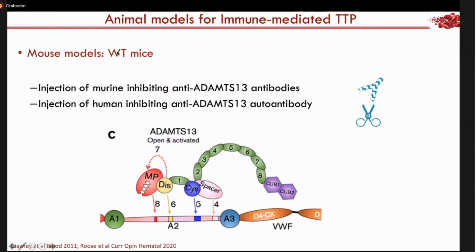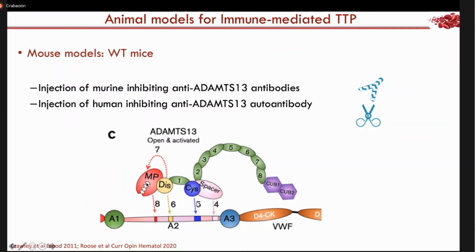So now we work with the wild type animals, in this case the wild type mice, with an antibody that inhibits ADAMTS13 activity to create ADAMTS13 deficiency in these mice. Our group did that by developing murine monoclonal antibodies against the human ADAMTS13 that inhibit ADAMTS13 function, and a group of Long Zheng cloned a human antibody from a TTP patient that also inhibited ADAMTS13 activity.